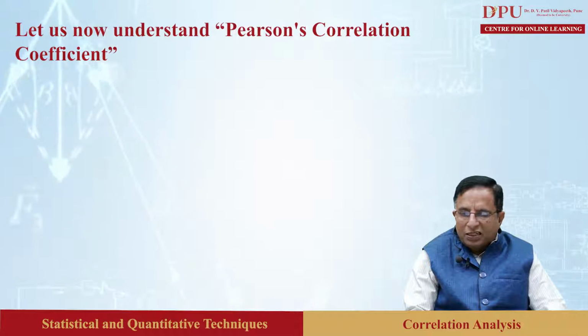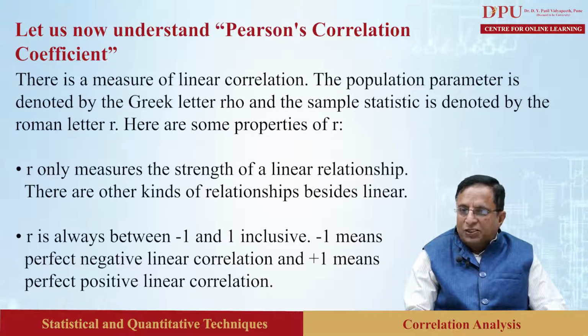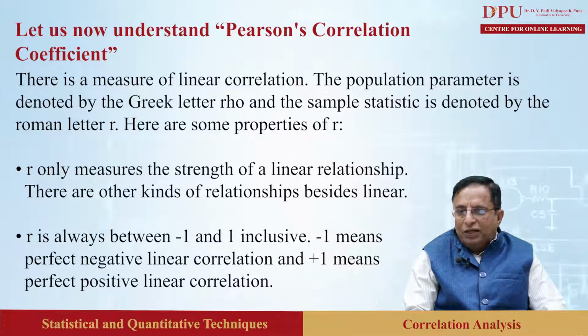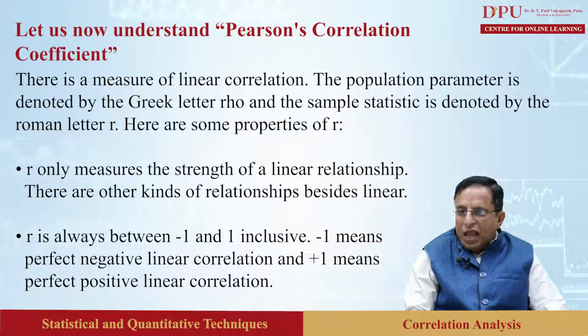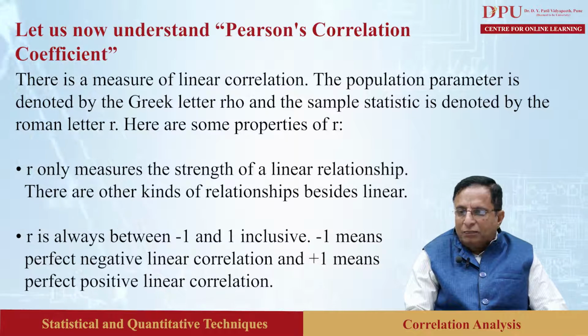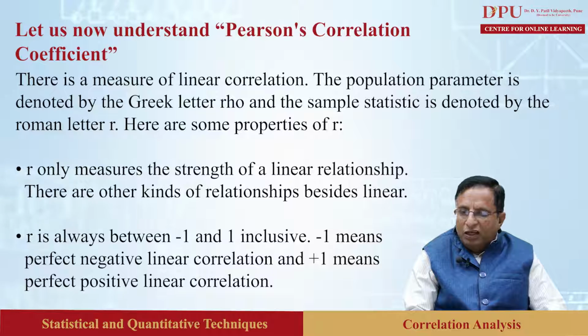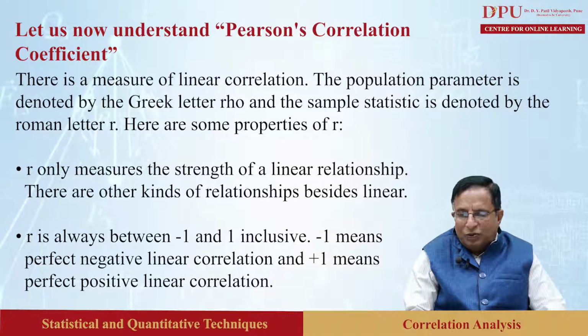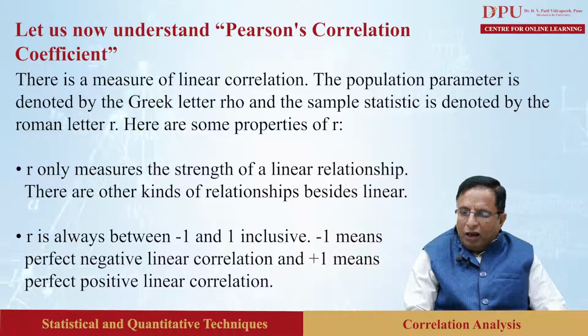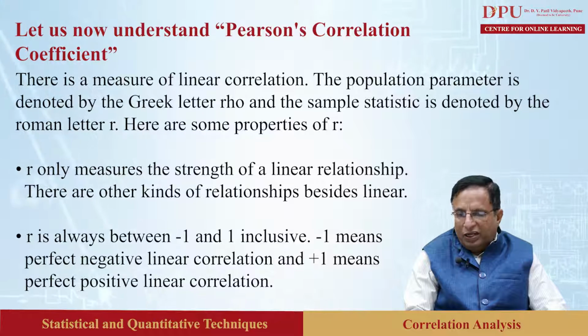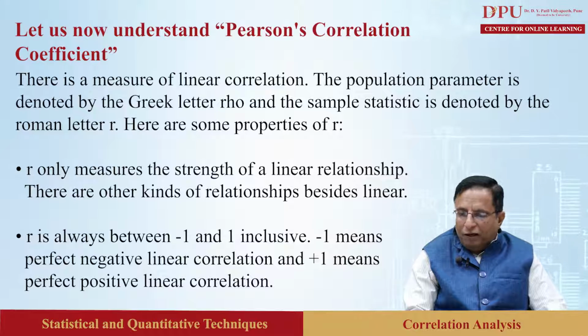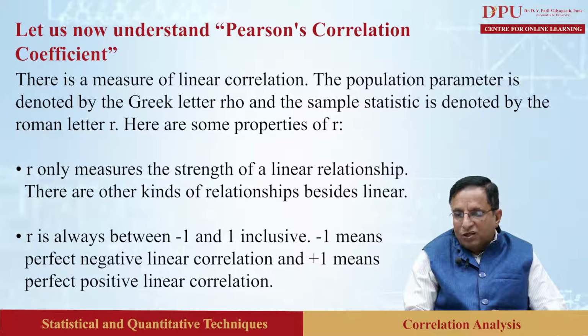Now let us understand the Pearson correlation coefficient. It is a measure of linear correlation. The population parameter is denoted by the Greek letter rho, and the sample statistic is denoted by the Roman letter r. Here are some properties of r. r is the only measure of the strength of a linear relationship. There are other kinds of relationship besides linear. r is always between -1 and +1 inclusive. -1 refers to negative linear correlation, +1 refers to positive linear correlation.